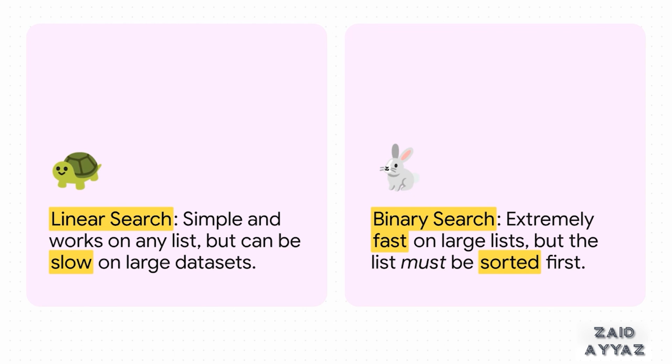Think of linear search as your reliable old pickup truck. It's simple, it'll work on any terrain, sorted list, unsorted list, doesn't matter, but it's not going to win any races. Binary search is the Formula One race car. It's insanely fast on huge data sets, but it absolutely requires that perfect, pre-sorted racetrack to even function.